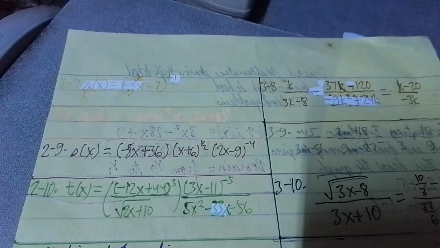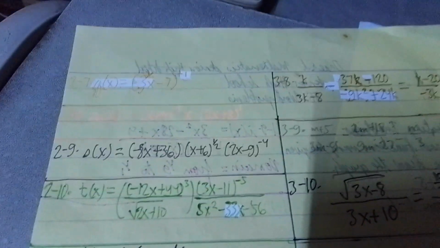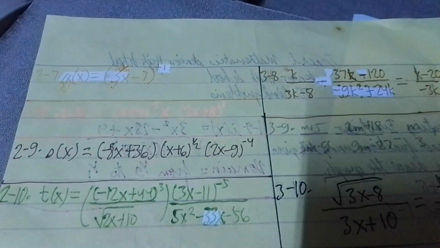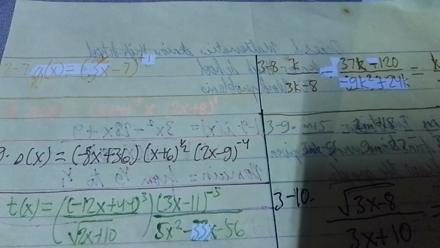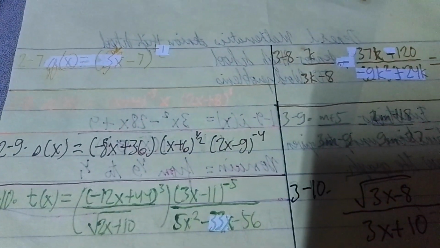Last two problems. In number 19, we have s of x is equivalent to negative 8x plus 36 raised to the first power, times x plus 6 raised to the 1/2 power, times the quantity 2x minus 9, all raised to the negative 4th power. So how do we write this in expanded form?